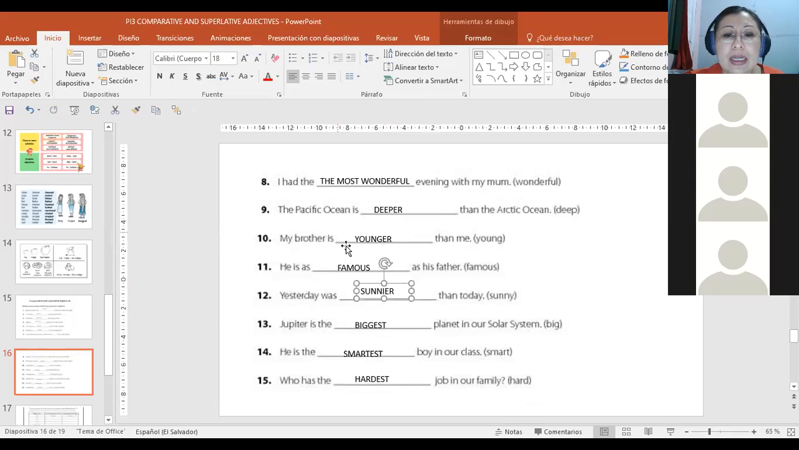Cuando veamos el than, estamos hablando de un comparativo entre una cosa y otra, ¿verdad? Y utilizamos el ER. Pero si yo veo de entrada la partícula the, yo sé que estoy hablando de un superlativo. Es decir, que no hay comparación para, en el caso, Júpiter, porque es el planeta más grande del sistema solar. There's no comparison for the boy because he is the smartest in our class. And there's no comparison for the hardest job in our family. Okay, very good.